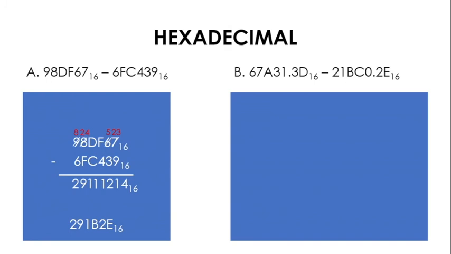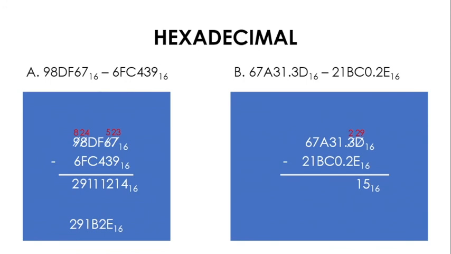Now, moving on to the next example, we have 67831.3D hexadecimal minus 21BC0.2E hexadecimal. We'll do the same thing as we did on the previous example. D minus E. We cannot subtract D to E, so we will borrow 16 from the next digit. Now we have 29. 29 minus E, that's 15.